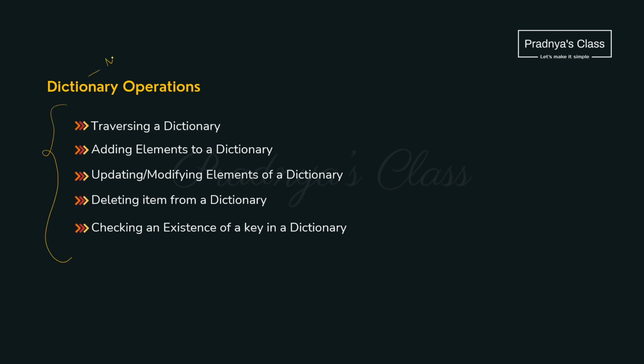As dictionary is mutable, we can add the element to it, we can update and modify, even we can delete the item from the dictionary. Along with that, we know we can traverse the dictionary. Let's take a small tour of all these operations.